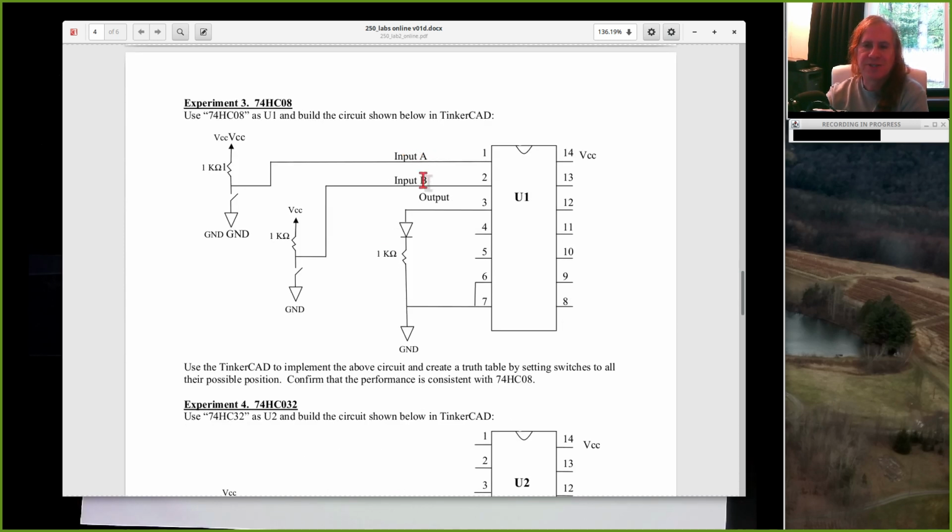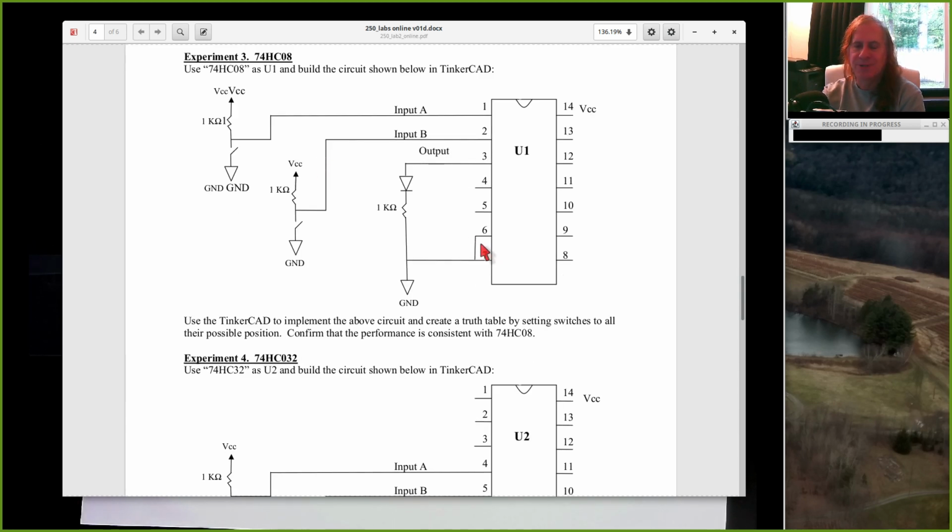Each of these circuits has 2 inputs, A, B, and an output. So you want to go through all possible combinations of the inputs. Make them both 0s, make them 0, 1, 1, 0, and then 1, 1. Again, if the switch is closed, that's a 0. If you're not sure, put a multimeter on the input, see if it's 0 volts or 5 volts. You should find when the switch is open, this is 5 volts, that's a logic 1. When the switch is closed or connected or on, this is 0 volts, that's a logic 0.